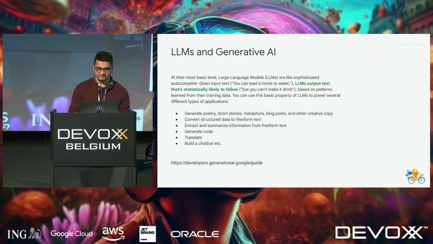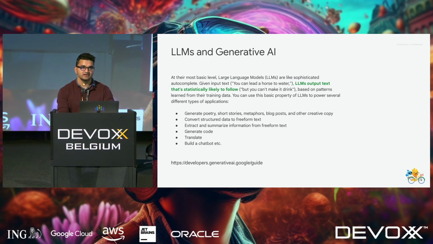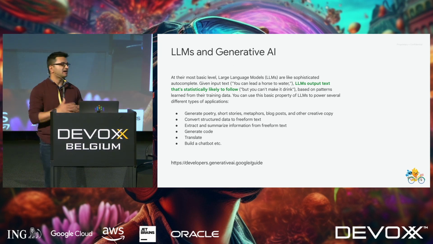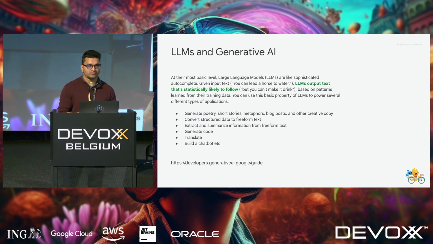At the most basic level, large language models are basically like a sophisticated autocomplete, right? Given an input text, for example, "you can lead a horse to water," LLMs are supposed to output the statistically most likely text to follow. In this case, it would be "but you can't make it drink." And this is based on the patterns it has learned from being trained on massive amounts of data on the web, Wikipedia, Stack Overflow, etc.